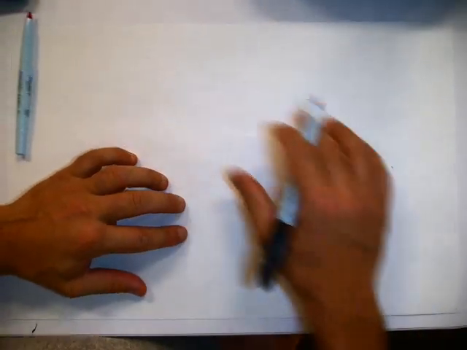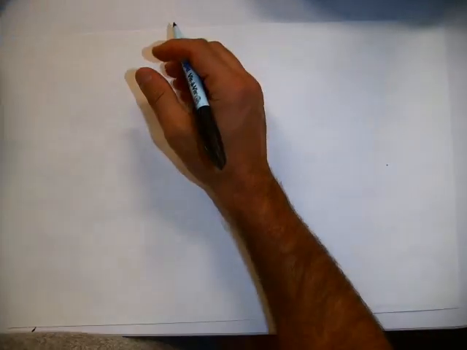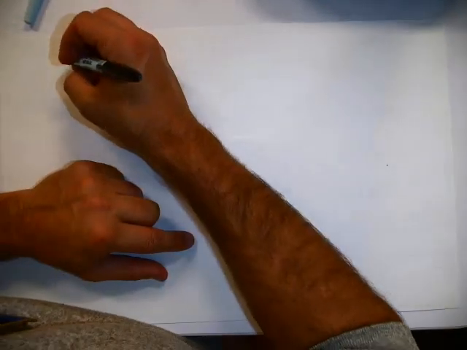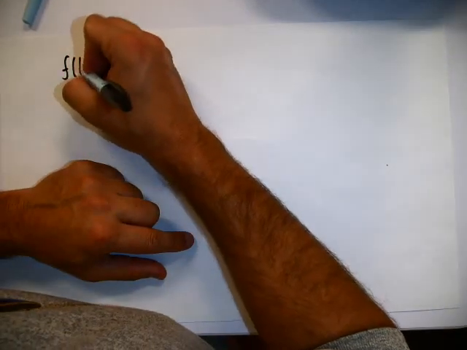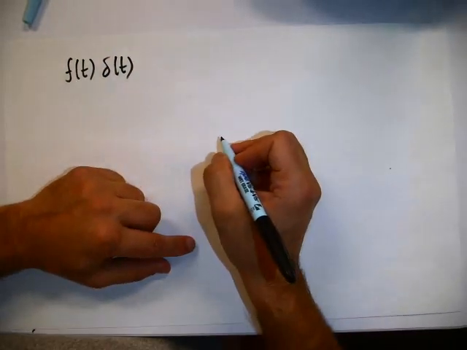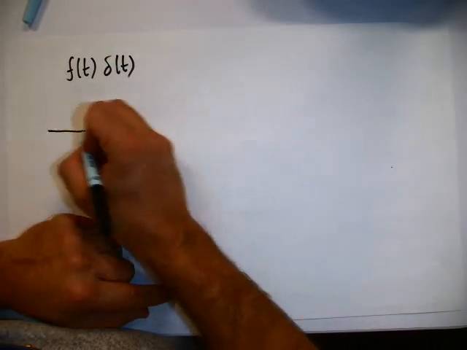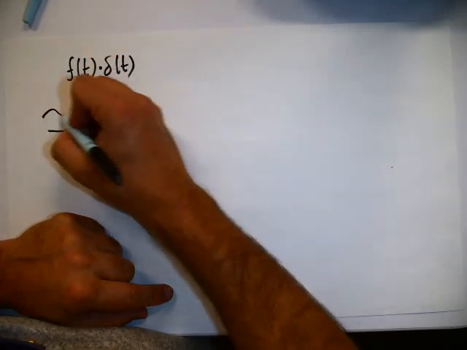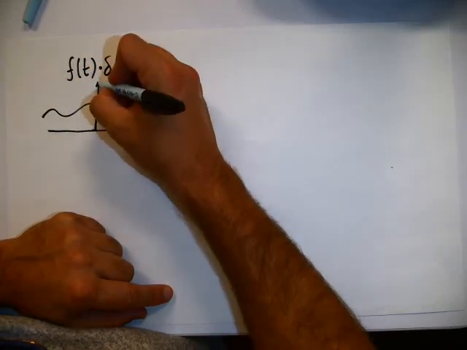So let's see other properties of the delta function. For example, if I want to compute f(t) times delta(t), you know, what does it do when you do this product? You have a generic function, and then here you have a delta at t equals 0.